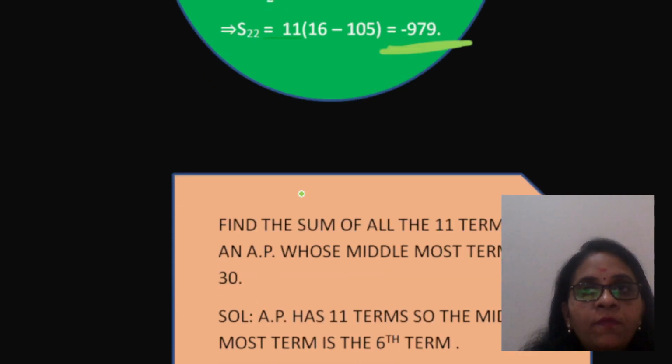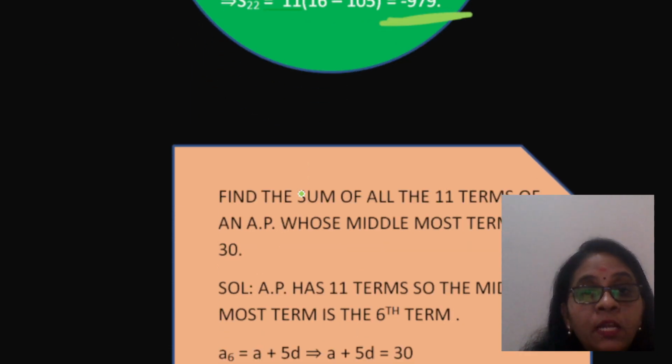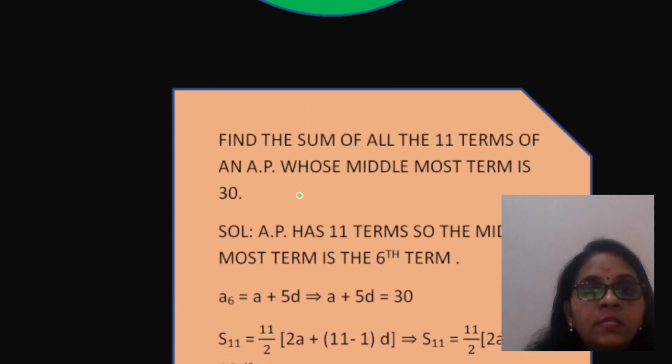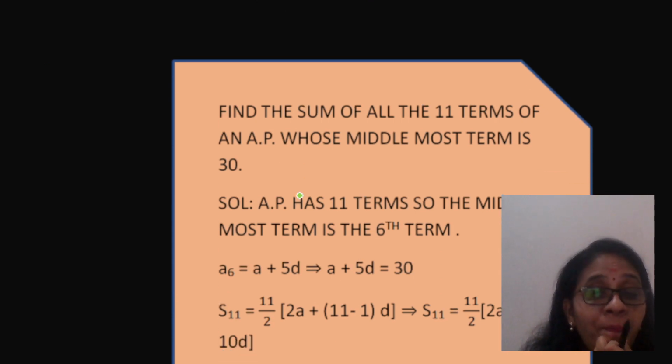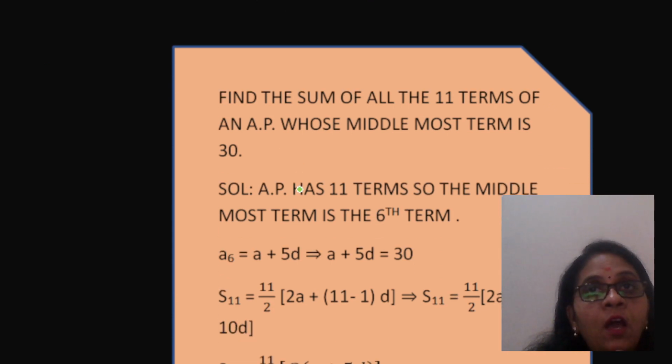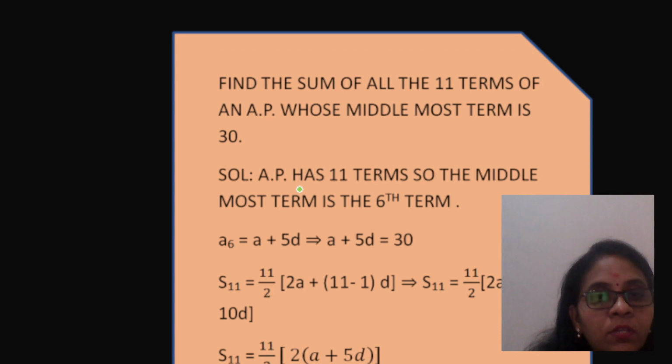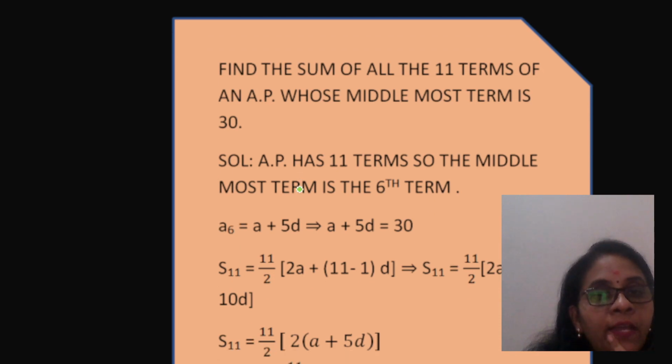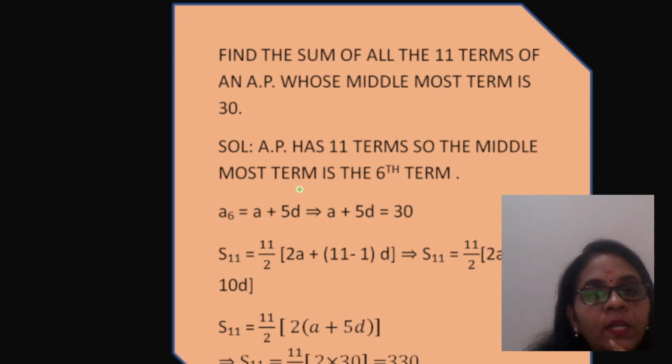Find the sum of all 11 terms of an AP whose middlemost term is 30. The middlemost term is 30. Now how do you identify the middlemost term, children? How do you identify the middlemost term? Quickly tell me.